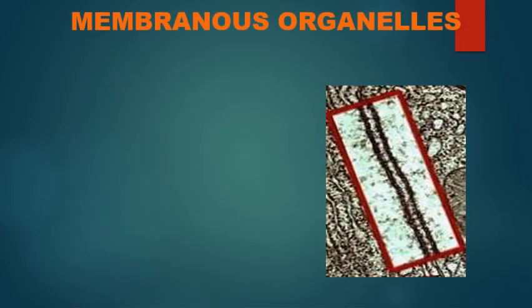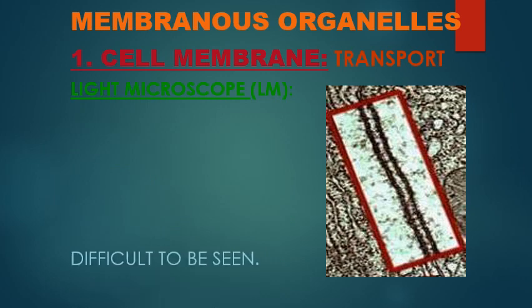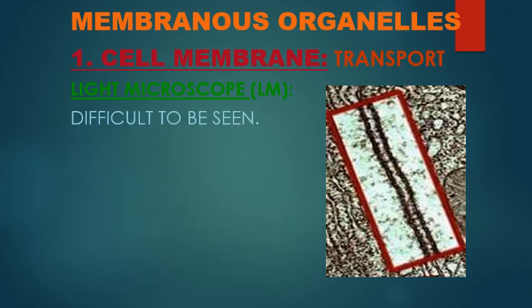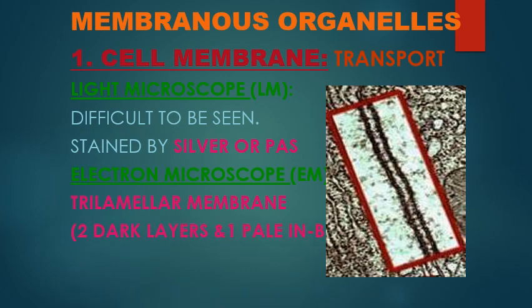First, we're going to talk about the cell membrane or the plasmalemma, which is important for transport. By light microscope, it is difficult to be seen because it is very thin. If you want to see it by the light microscope, you should stain it with silver or PAS. By electron microscope, the cell membrane appears as three lines, two dark lines, and in between them one white line. This is called trilamellar membrane. Two dark and in between them one light.